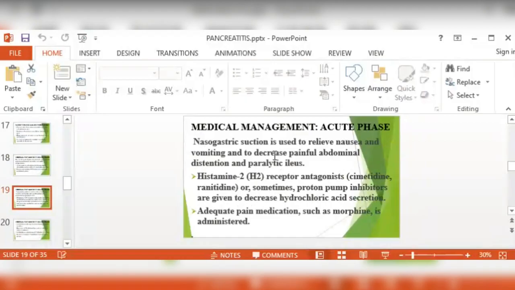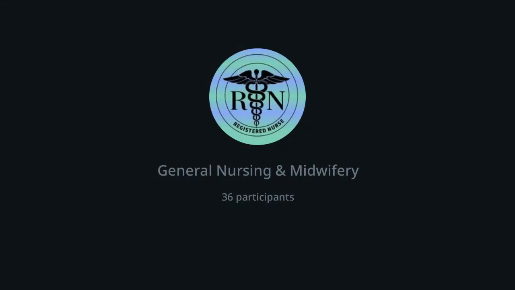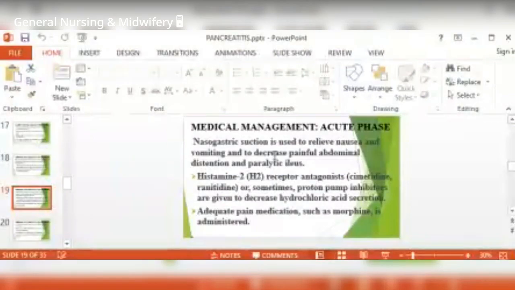And then we have the histamine 2 receptor antagonists. Sometimes we give cimetidine and ranitidine. They are all antihistamines. Sometimes they prefer giving hydrocortisone, or sometimes even dexamethasone.